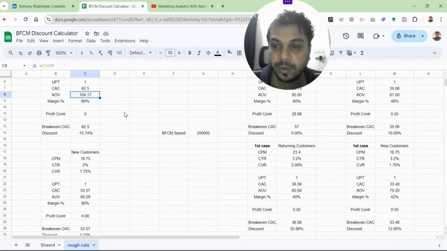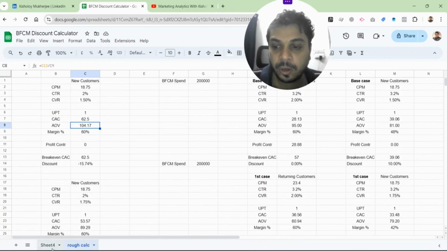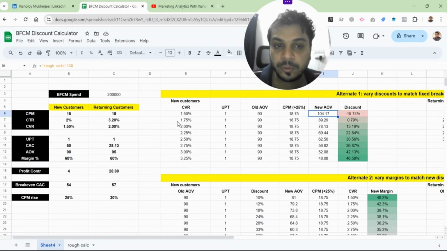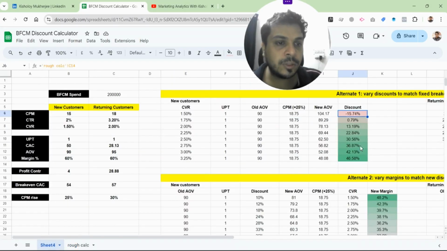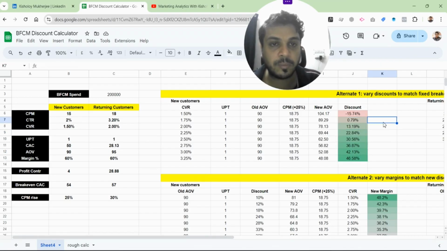This is how we are calculating in every single case for the different combinations of the conversion rates and the CPMs. Once you have the new AOV, it's also very easy to calculate the discount by this simple formula, which is just taking the difference and then the ratio. This has been given a conditional formatting. That's why this coloring scheme is here, meaning that it's a negative discount, and then it's a very small positive discount, and then it's gradually moving upwards up to close to almost 50% discount.